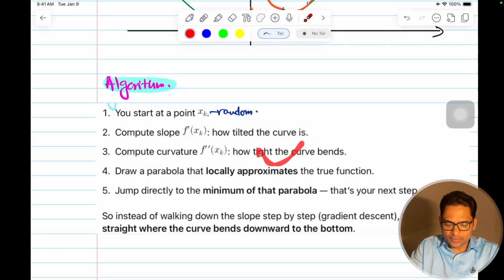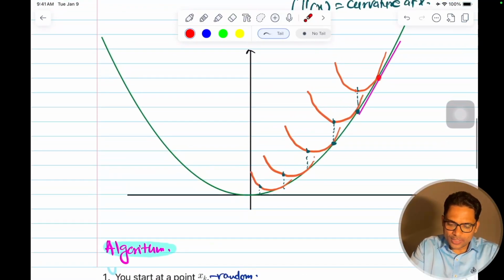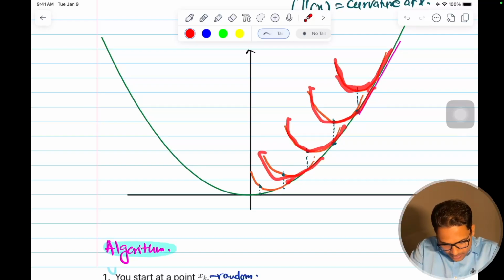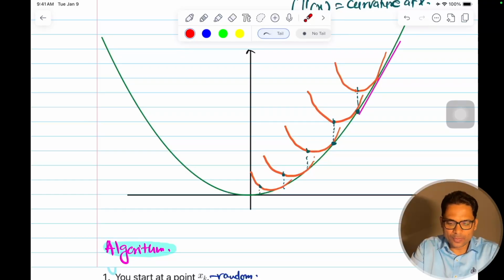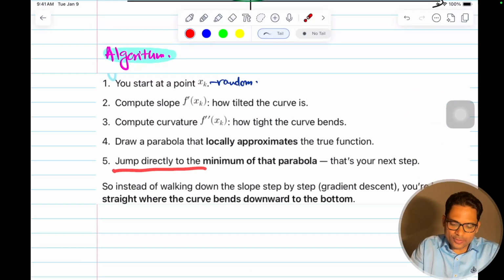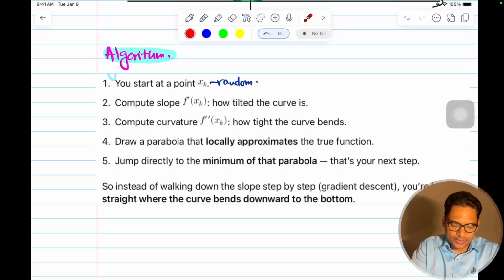So it will give me the curvature, and then draw a parabola that locally approximates the true function. So at each point, I'll draw a parabola that locally approximates the true function. If this is the curvature, it should be like this, right? So if this is the parabola, I will be like this. And you jump directly to the minimum of that parabola. That's your next step. Okay, this is the algorithm.